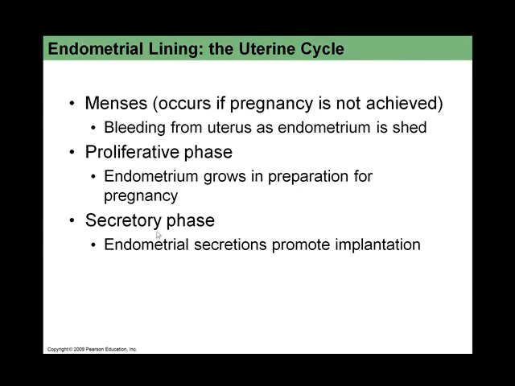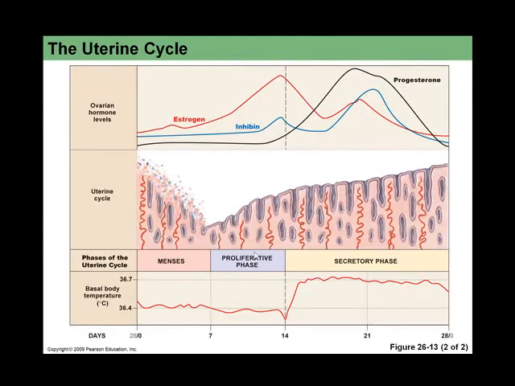The secretory phase of the uterine cycle corresponds to the post-ovulatory phase of the menstrual cycle. And here the endometrial secretions from the glandular portion of the endometrium will promote the implantation process.